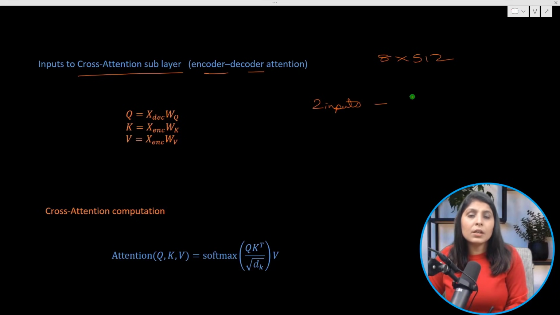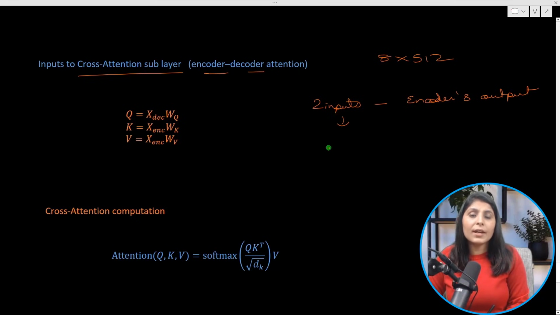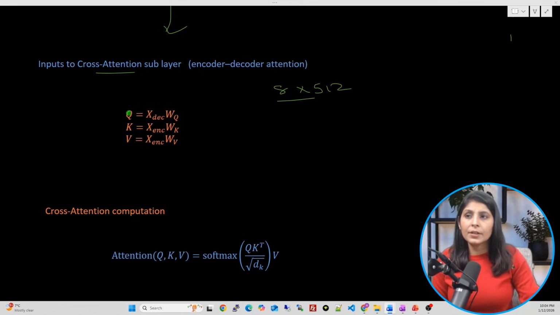First input will be the encoder's output, and the encoder's output is 8 into 512. The second input it will get from the previous layer of decoder. And guys, see here, queries are coming from decoder, keys and values are coming from encoder.